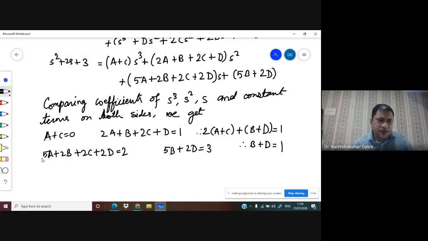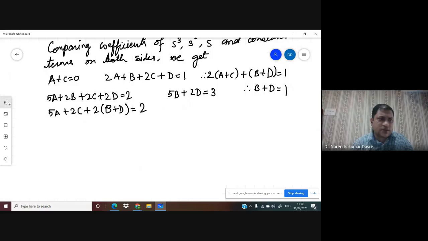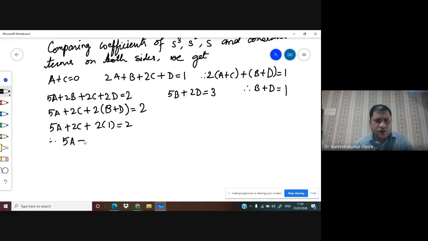Now we can simplify this. Okay, so it is 5a plus 2c plus twice b plus d is equal to 2. Now we know b plus d is going to be 1, and hence I can replace this term b plus d. So it will be 5a plus 2c plus 2 into 1 is equal to 2. And hence I'll have 5a plus 2c, this is going to be 0, because this 2 will get cancelled.